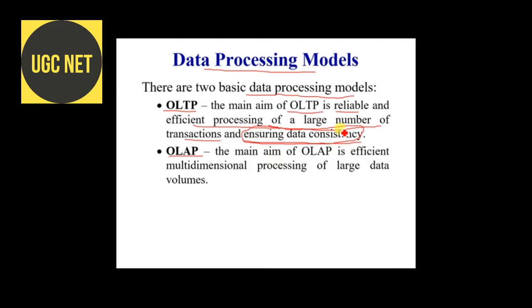In the banking industry, a large number of transactions are made every day. To ensure the consistency of data, to make those transactions reliable and to process them efficiently, the OLTP data processing model is used. Now OLAP: the main aim of OLAP is efficient multidimensional processing of large data volumes. To process large data volumes with multidimensional processing, the need for OLAP arises. We will discuss what multidimensional processing is.